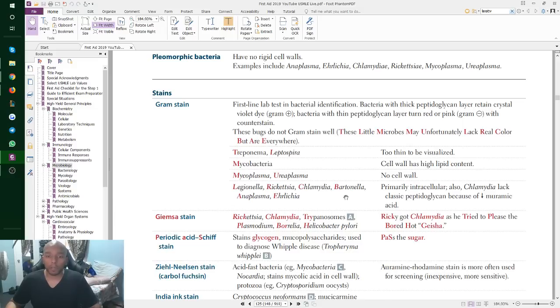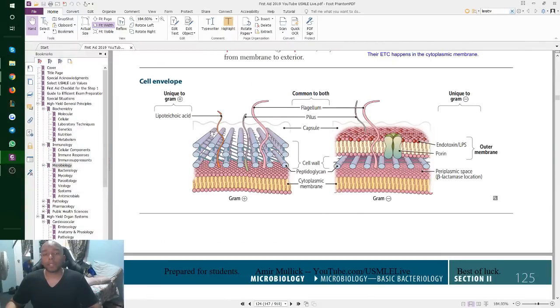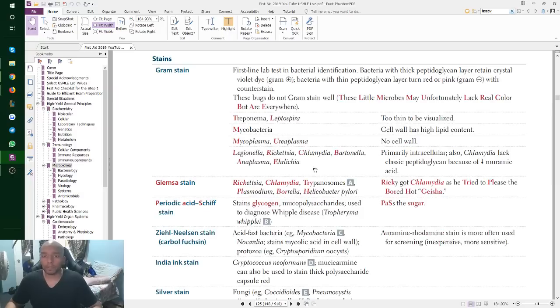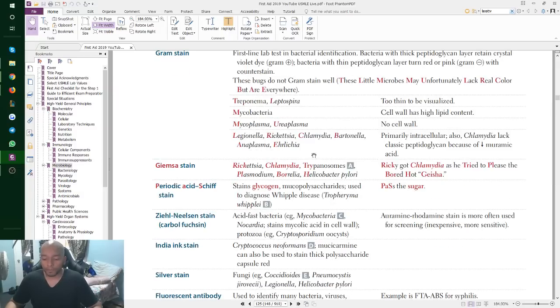Legionella, Rickettsia, Chlamydia, Bartonella, Anaplasma, and Ehrlichia are all actually intracellular. Intracellular things are pretty fun to test people on, because if you don't see a gram stain but they're actually supposed to be gram positive, and maybe the question even tells you no bugs were identified, it's because they're intracellular. You couldn't see them. In addition, chlamydia lacks a classic peptidoglycan because it has low muramic acid. Muramic acid is one of the things in this cell wall, and chlamydia doesn't even have that. So the cell wall of chlamydia is actually kind of different.